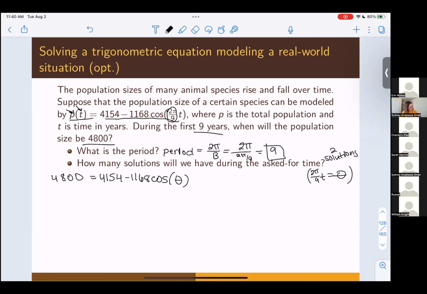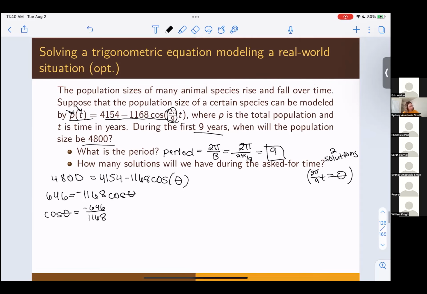Simplifying this down, I get that 646 is equal to negative 1168 cosine theta. So the cosine of theta is equal to negative 646 over 1168. This is definitely not a nice ordinate I am used to looking at on my unit circle. I know it's going to be an x value on my unit circle, but I don't know what thetas correspond to it. So I have to use my tools of inverses. Taking the inverse cosine of both sides, I get that theta is equal to the inverse cosine of negative 646 all over 1168.